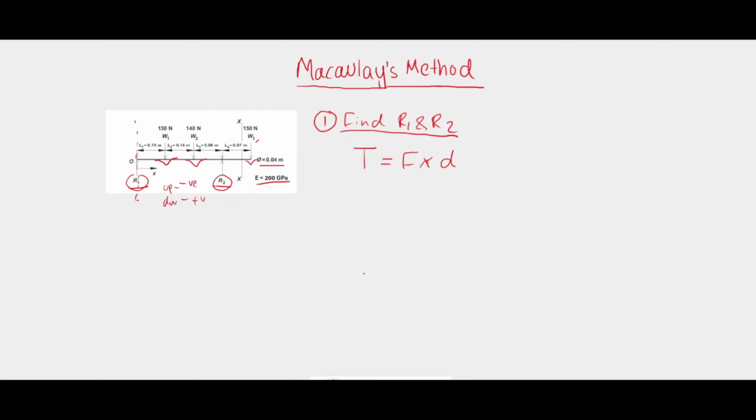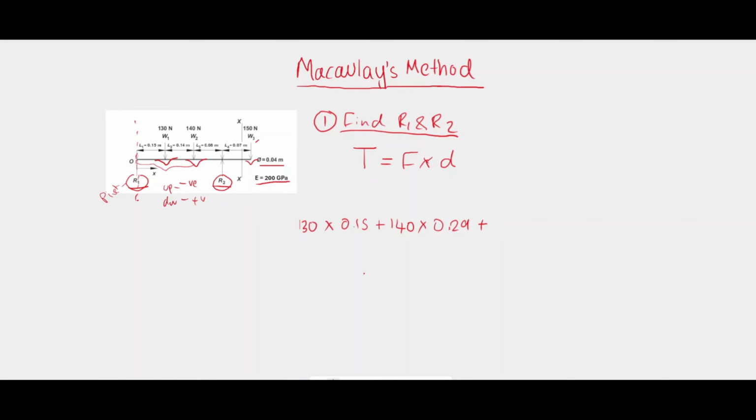So we can equate them by taking R1 as pivot. We'll start. So W1, that is 130 newtons, times the perpendicular distance to R1, as we're taking R1 as the pivot. So 130 times 0.15 meters. Same thing for W2 as well. Plus, we're summing the moments acting downwards or clockwise, 140 times this distance from the pivot. So we have to add 0.15 plus 0.14. That'll be 0.29.